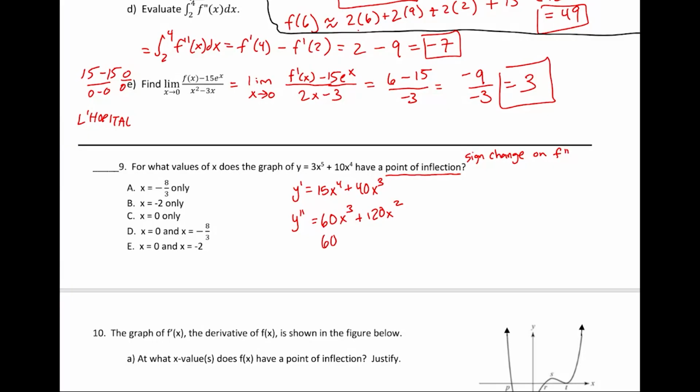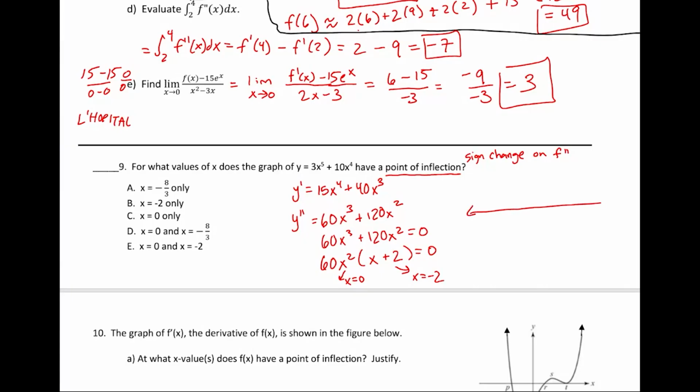So I'm going to set 60x cubed plus 120x squared equal to 0. Factor out a GCF, which would be 60x squared, leaving me with x plus 2. And that's going to give me two subcritical values, not even critical values. One at x equals 0 and one at x equals -2.